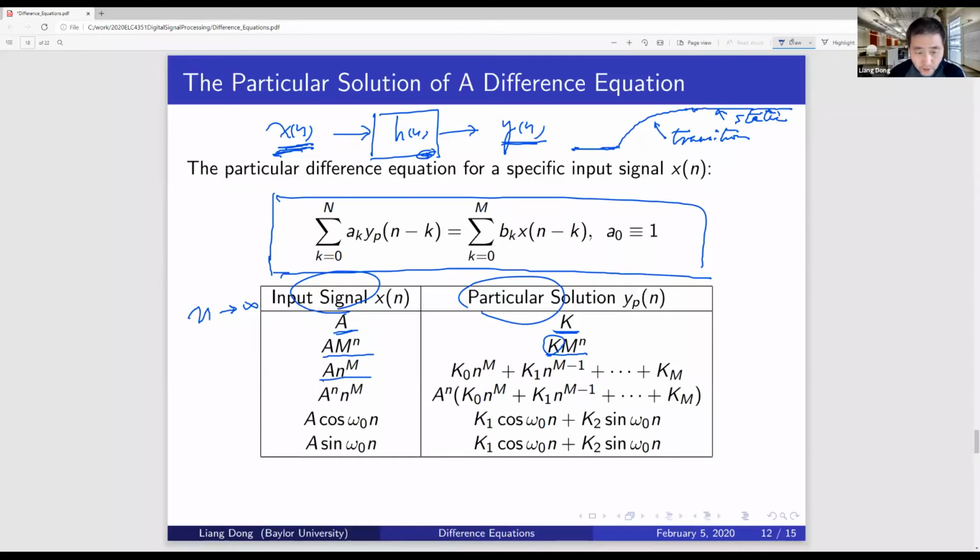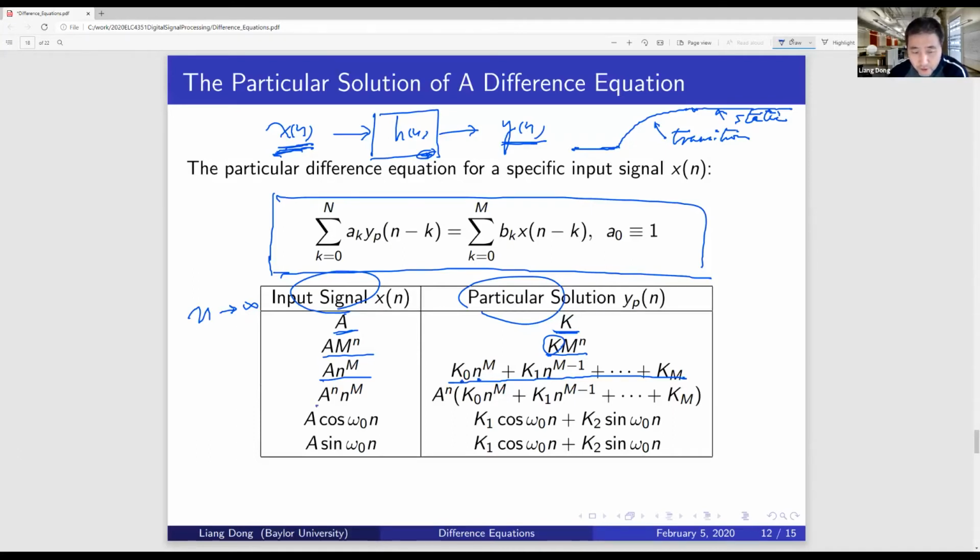If the input signal is time index n to the power m in this format, my output will also have n to the power m, but this is a polynomial. I will have some lower order terms here as well, n to the power m minus 1, all the way to n to the power 0. So if your input is a polynomial term with order m, then my particular solution is also a polynomial with the highest order of m. And these coefficients, k's, are unknown that we need to solve.